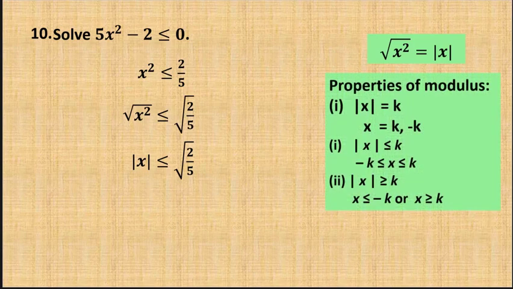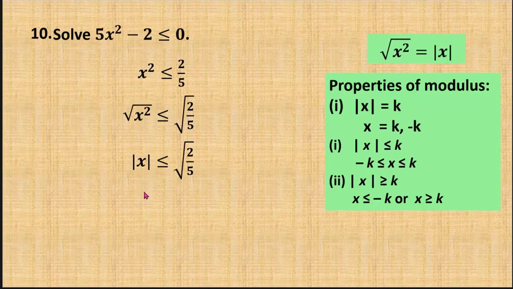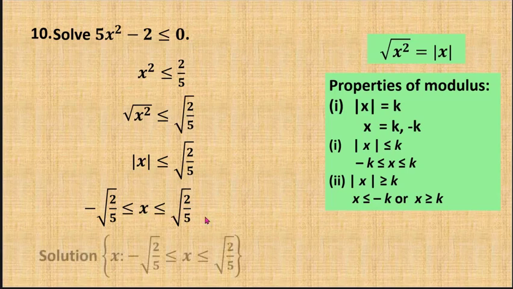According to the properties of modulus, if modulus of x is less than a constant k, then the range of values of x is greater than negative k and less than positive k. Therefore, when we go back to the question, modulus of x less than or equal to square root of 2 over 5, then the range of values of x is greater than negative square root of 2 over 5 and less than positive square root of 2 over 5. Then finally, remember to write the answer in set notation.